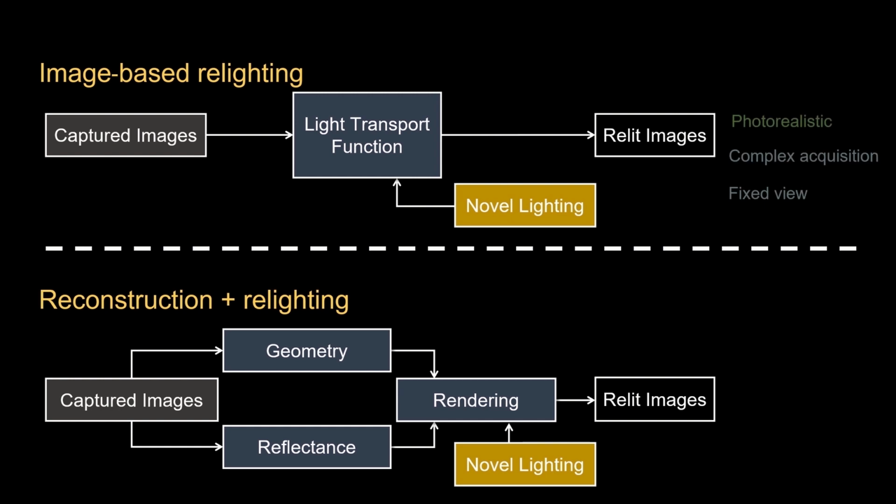Image-based methods can generate photorealistic results. However, they require capturing a large number of images, which is very expensive, and they often focus on relighting from a fixed viewpoint. On the other hand, reconstruction methods leverage explicit geometry models, which naturally allow for changing the view, but the rendered images are usually less realistic.